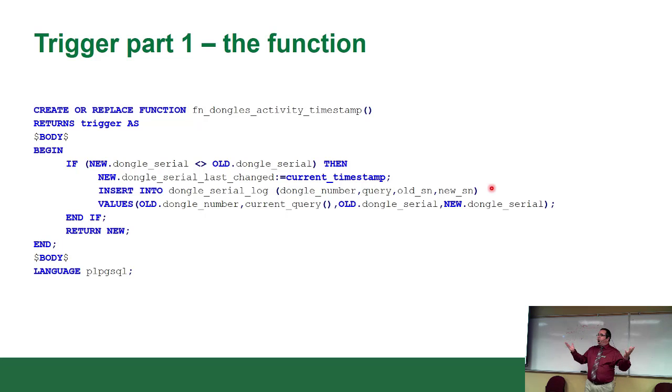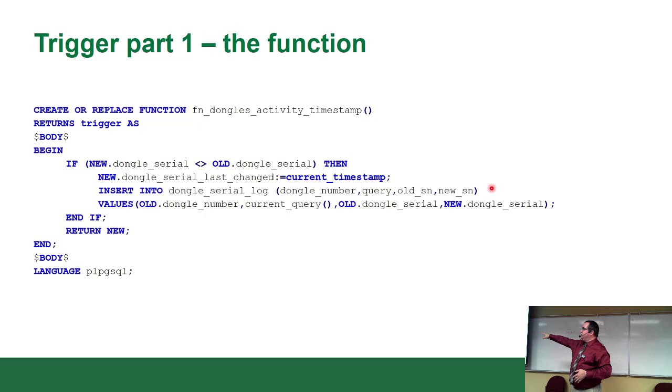So this checks if the dongle serial number changed. If it did, as you can see, I'm setting new dongle serial last change, it's a long field name, equal to the current timestamp. In other words, I'm setting when the last time the serial number changed. I set that date. And then I'm doing an insert into another table. There's a log table. I'm inserting the dongle number, the query that triggered it, the old serial number, and the new serial number.